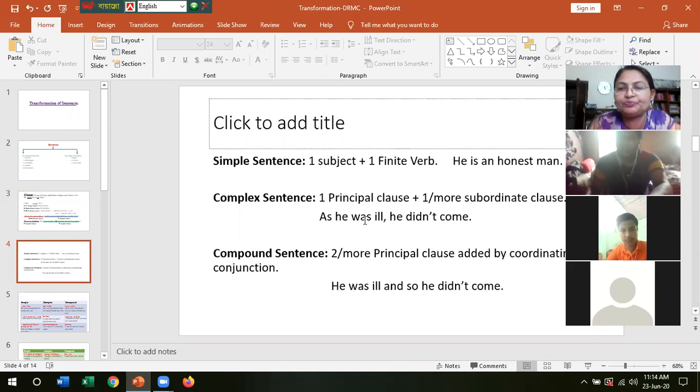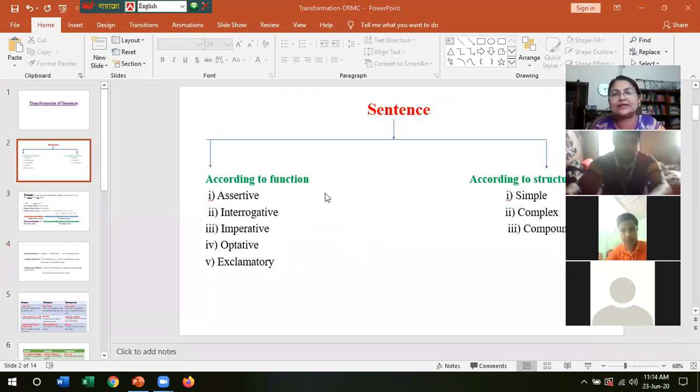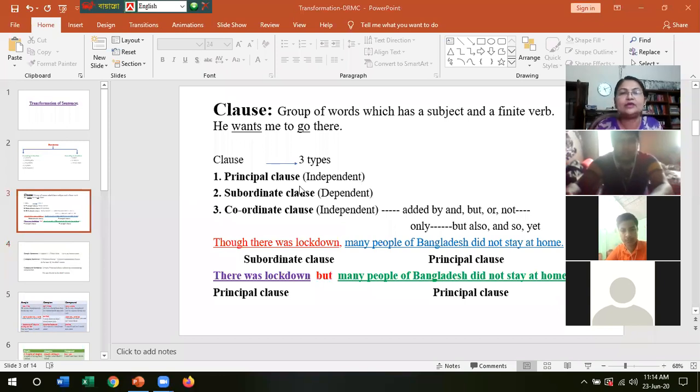Now we will come to know about what is a simple sentence, what is a complex sentence, what is a compound sentence. So up to now, we have come to know what a sentence is, and that the classification of sentences according to meaning and function is five types, and according to structure it can be divided into three types. Then we have learned about the clause. A clause is a group of words which has a subject and a finite verb. I'm repeating because some of you have joined just now. And there are three types of clauses: principal clause, subordinate clause, coordinate clause. And I have given examples of principal clause, subordinate clause, and coordinating conjunction.